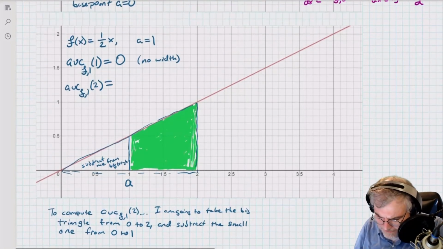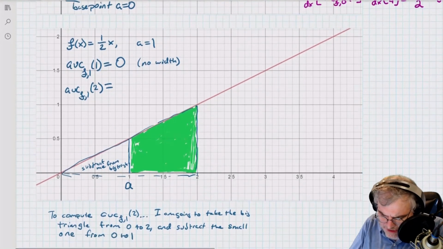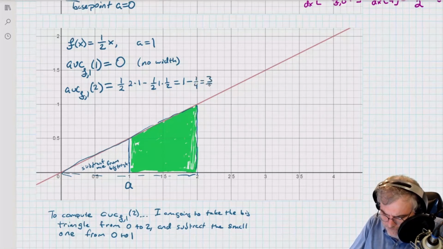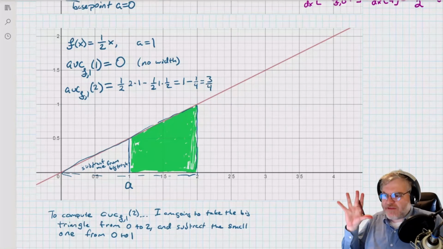Okay. So what I'm going to do is take 1/2 times 2 times 1, minus 1/2 times 1 times 1/2. So this big one here is 1, right? 1/2 times 2 times 1, minus 1/2 times 1/2, so that's 1/4. So that's going to give me 3/4. 1 to 5, how do we feel about that?